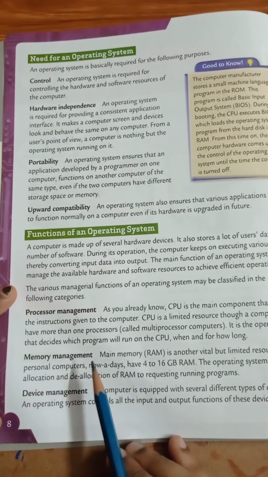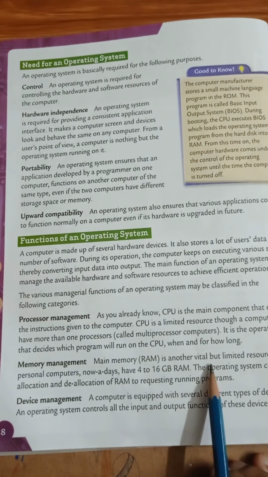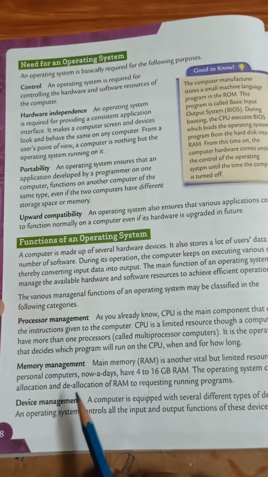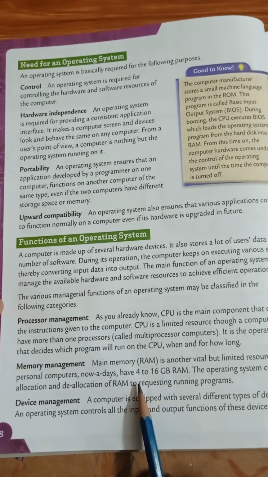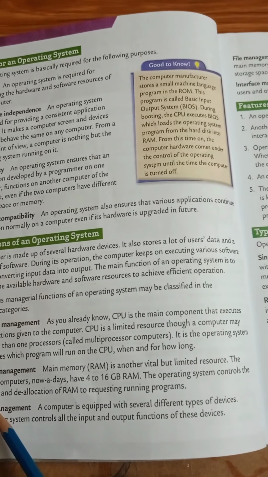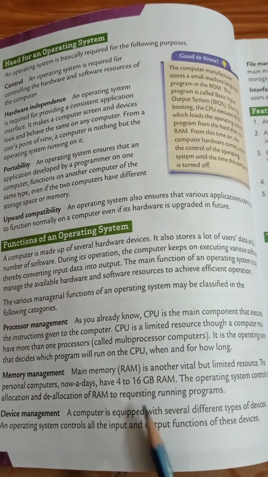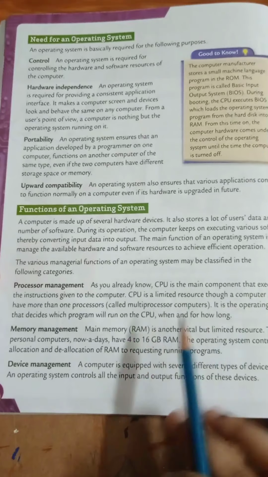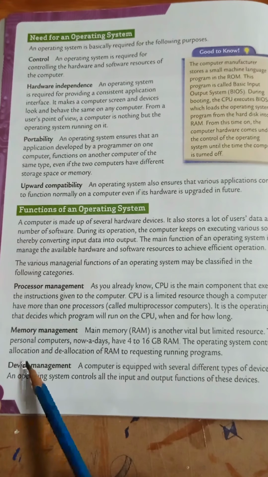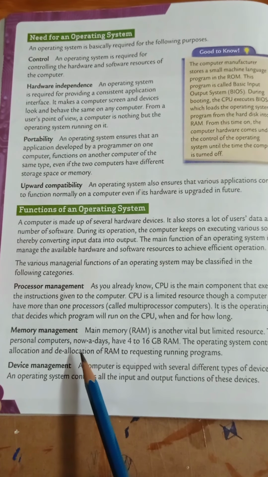Next is memory management. Main memory, also known as RAM, is another vital but limited resource. The personal computers nowadays have 4 to 6 GB RAM. The operating system controls the allocation and deallocation of RAM to requesting running programs. So, operating system helps to allocate and reallocate memory. Allocation means provide memory and deallocation means release the memory.